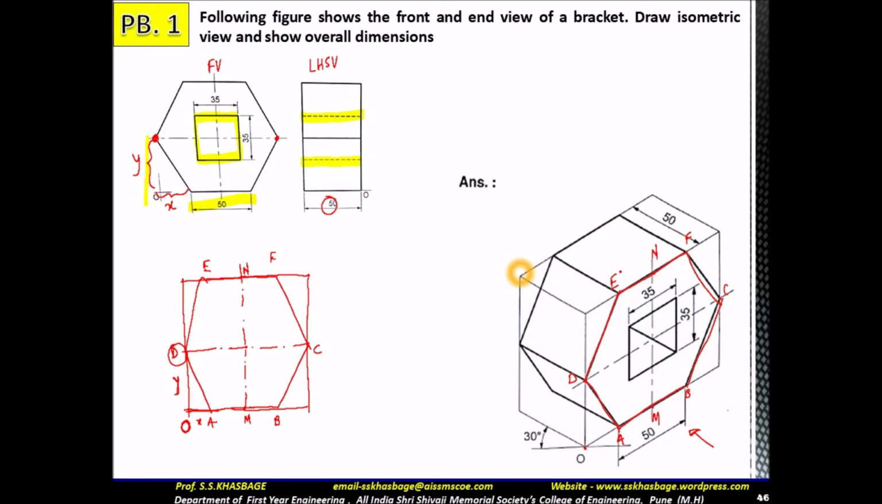One care must be taken: only for the points which are visible will we give the thickness, otherwise we will not give the thickness. Then we have to draw this inner rectangle. The inner rectangle has a dimension of 35 and 35. So this is our central point. From this central point we have to go half of 35. So half of 35 is 17.5 here, 17.5 that side, at the bottom side and the top side.